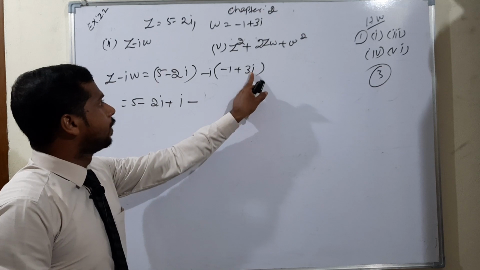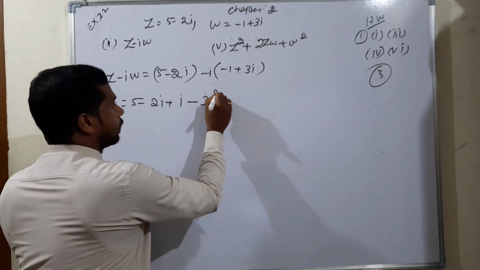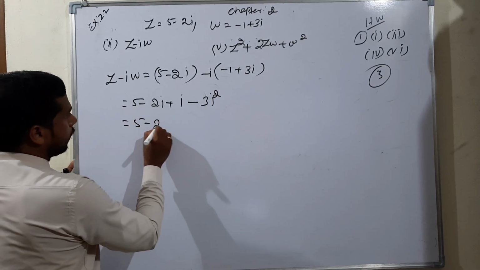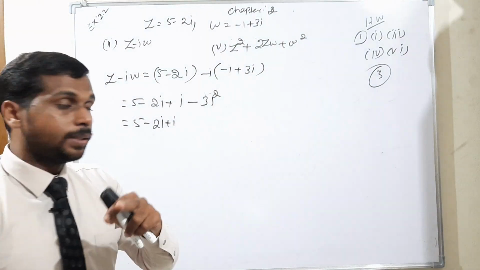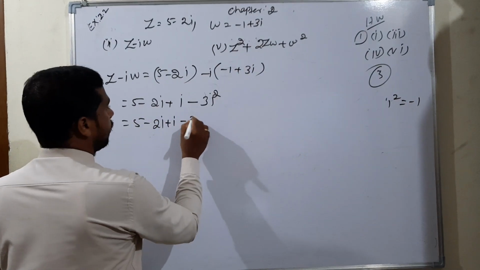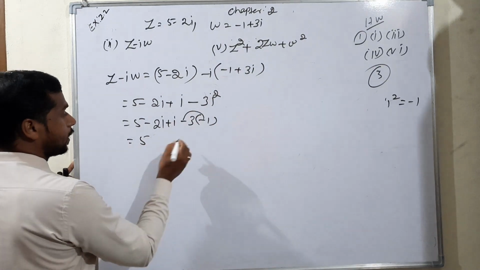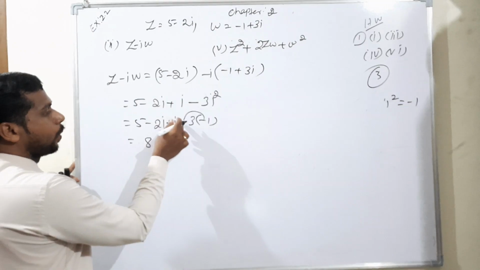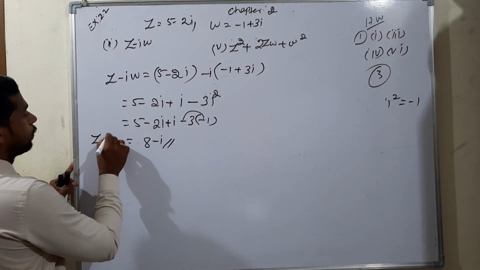Listen very carefully. First number term 3 is there, i into i square, isn't it? So 3i square. Again 5 minus 2i plus i square, already you know i square is equal to minus 1. So minus 3 into minus 1. Again 5 minus into minus plus. So definitely we can write now 5 plus 3 is equal to 8. Then minus 2i plus i. So 8 minus i, our answer for subdivision 2, Z minus IW.